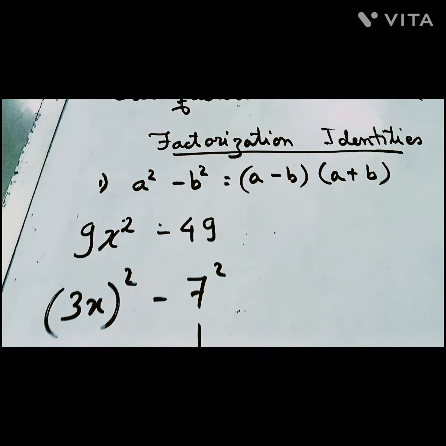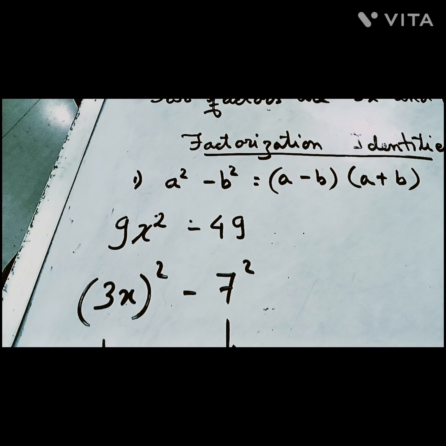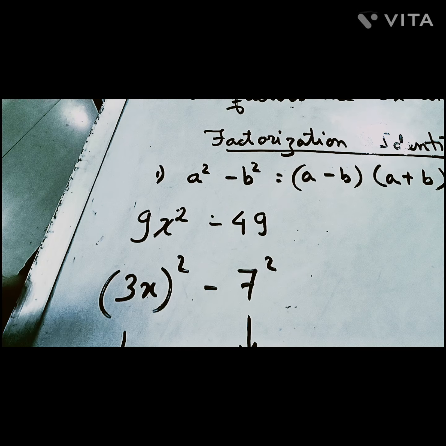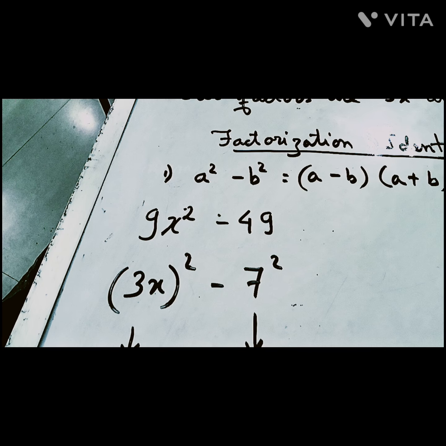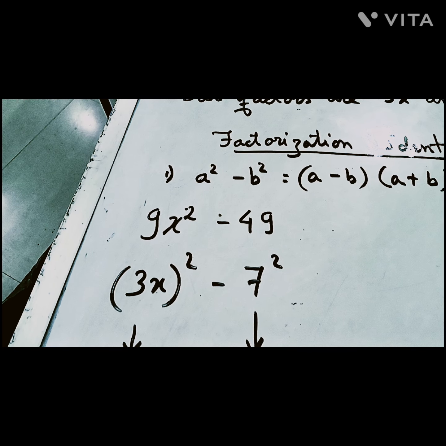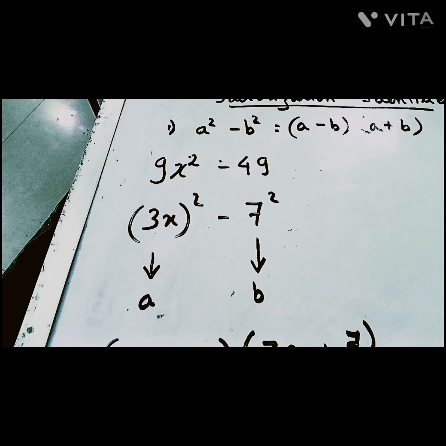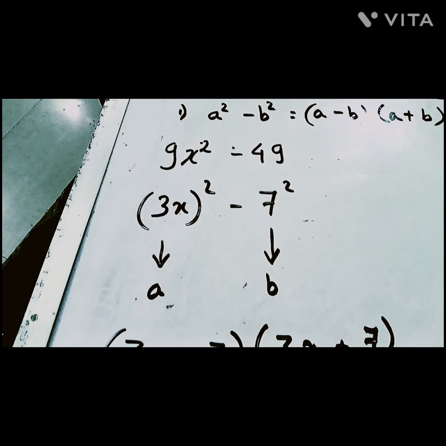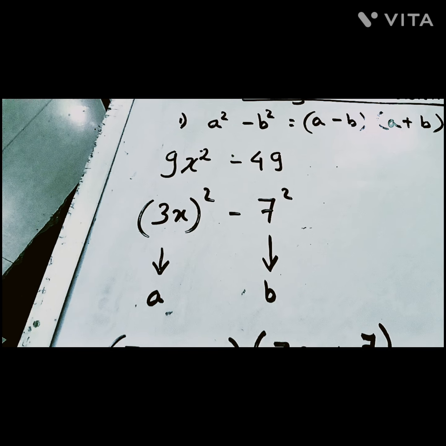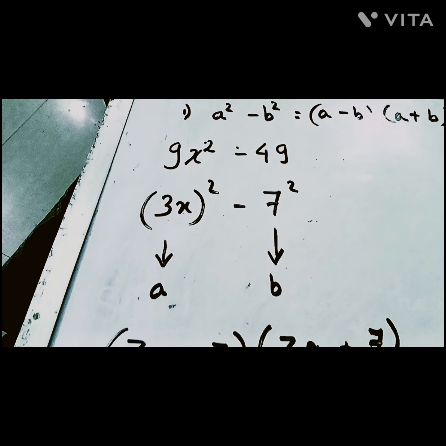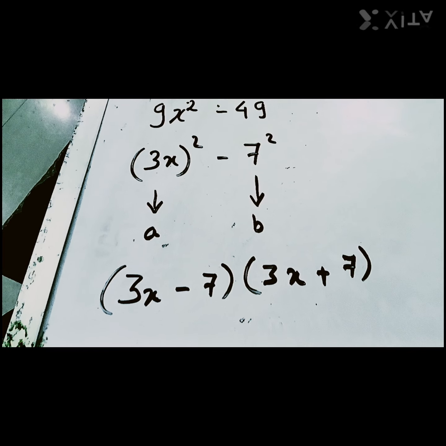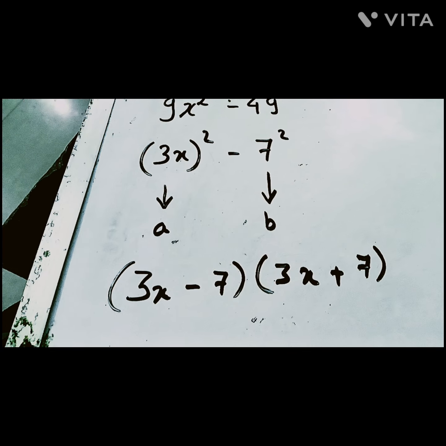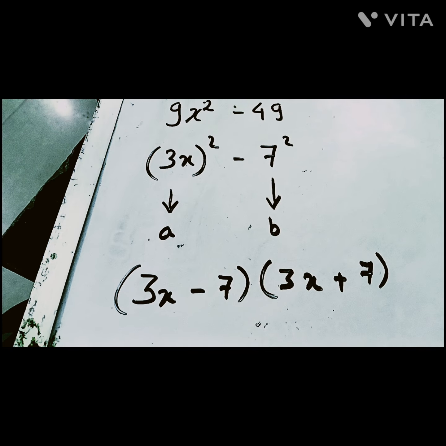For example, 9x square minus 49. 9x square can be written as 3x whole square, and 49 is 7 square. So 3x is supposed to be a and 7 is supposed to be b. It fulfills my identity number 1, a square minus b square. So it can be written as 3x minus 7 into 3x plus 7. These are the two factors of the expression 9x square minus 49.